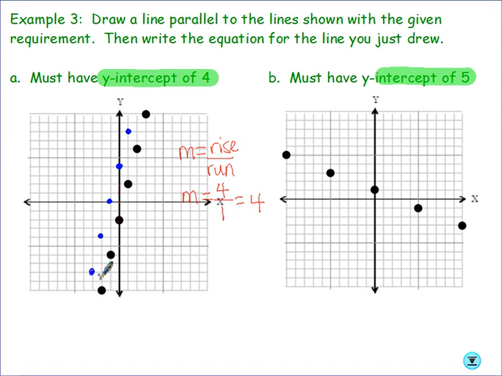The last piece of the puzzle is we need to write our equation. Well, equations look like y equals mx plus b. We have everything we need for this problem. We know that m is 4 because we found it over here. b is the y-intercept, and the y-intercept is also 4, so plus 4.